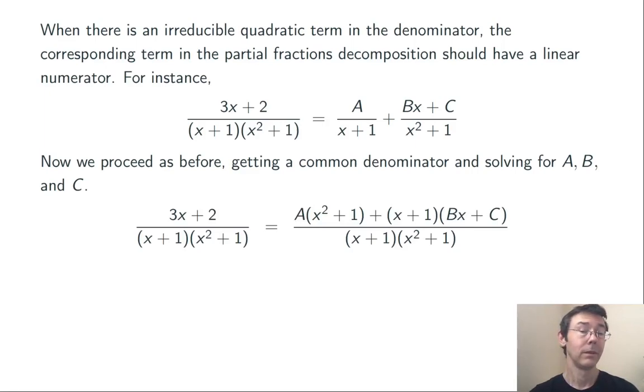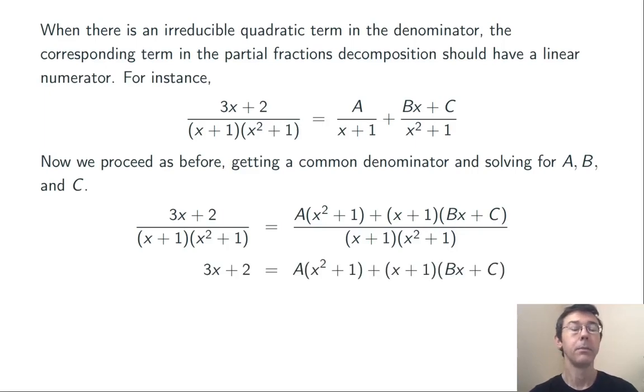So let's do it. On the right-hand side, I cross multiply to get a numerator of a times x squared plus 1 plus x plus 1 times bx plus c. And then I just keep the numerators the same. Since the denominators are the same, the numerators have to match up. Now, this has to be true for every single value of x, which means I can plug in convenient values of x if I like.